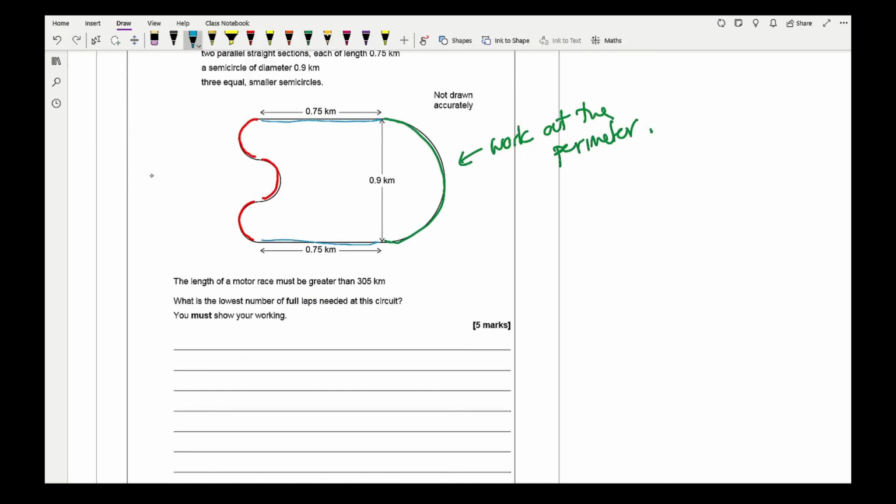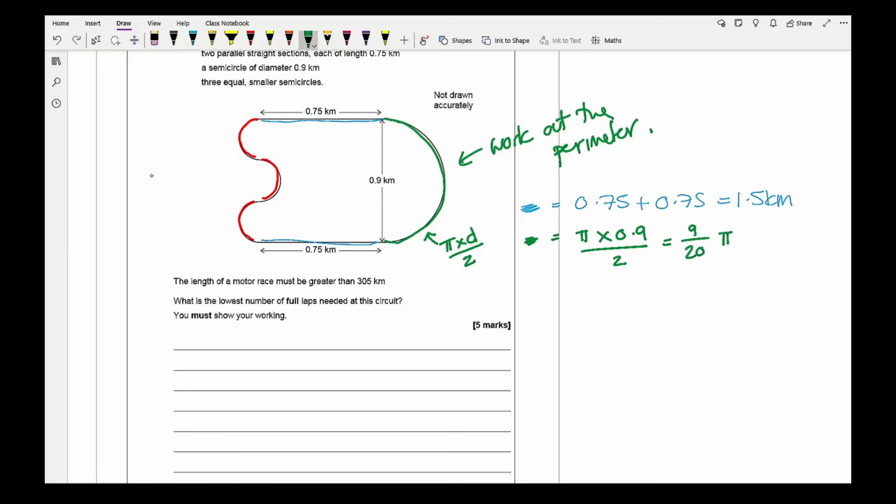So the total perimeter is going to be the two blue sections, which is 0.75 plus 0.75, which is 1.5 kilometers. Now the green area, which is a semicircle, is going to be pi times the diameter divided by 2, because it's a semicircle. So the green section is pi times the diameter, which is 0.9, divided by 2. If I type that into my calculator, 0.9 times pi divided by 2, that gives me an answer of 9/20 pi.